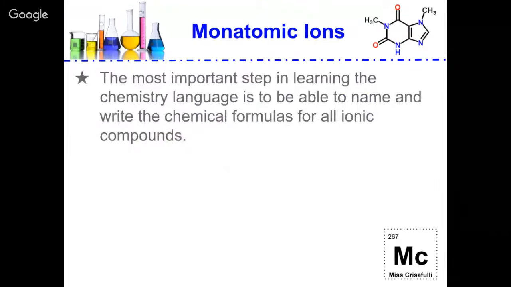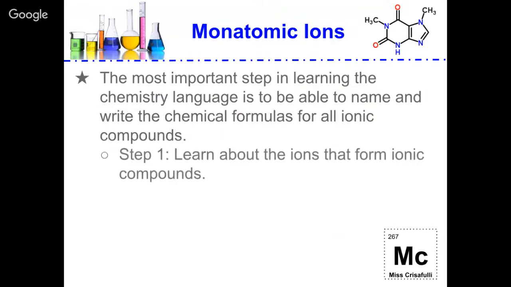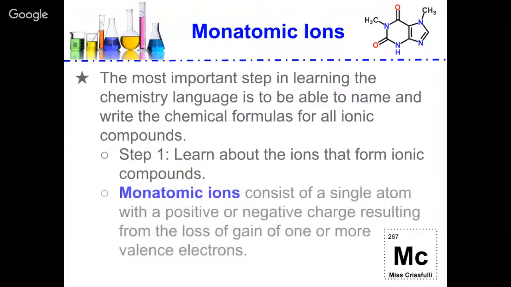The most important step in learning the chemistry language is to be able to name and write the chemical formulas for all ionic compounds. So step 1, you have to learn about the ions that form ionic compounds. Monatomic ions are what's going to be primarily used here. They consist of a single atom with a positive or negative charge that results from either the loss or gain of one or more valence electrons.